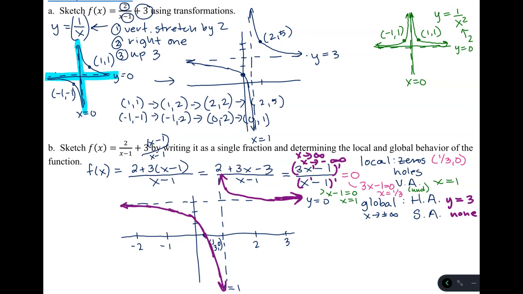If you see right here a squared or a fourth power, you're going to expect the two sides to do the same thing, both sides negative or both sides positive. But when there's an odd power there, it's going to do opposite.